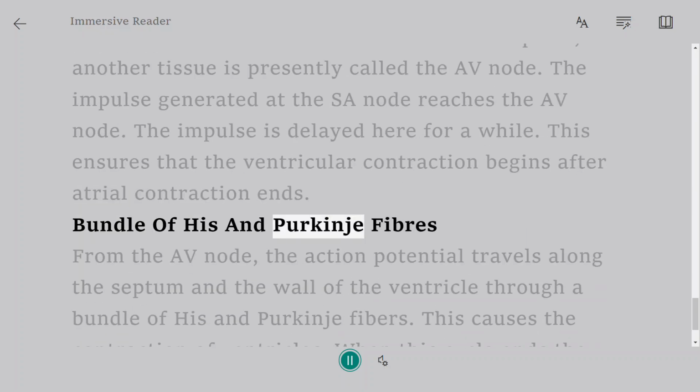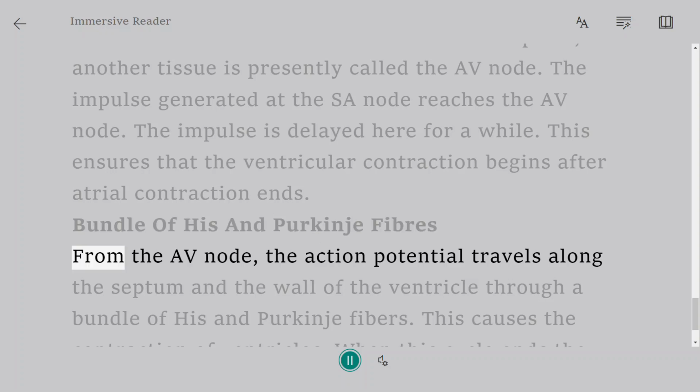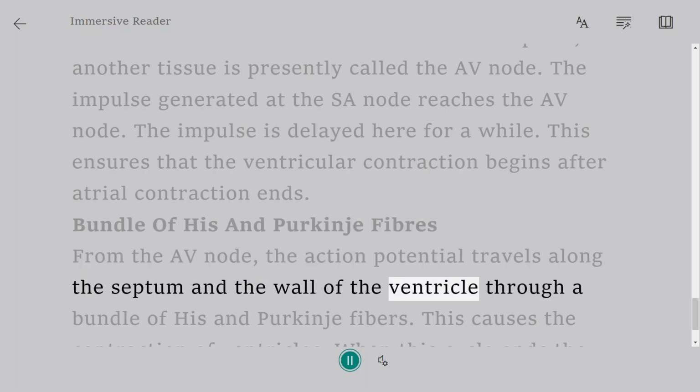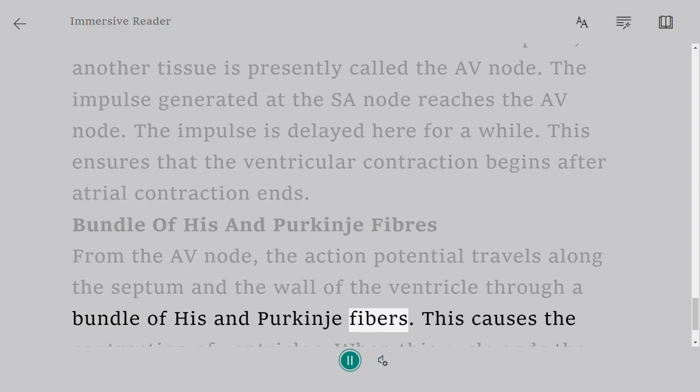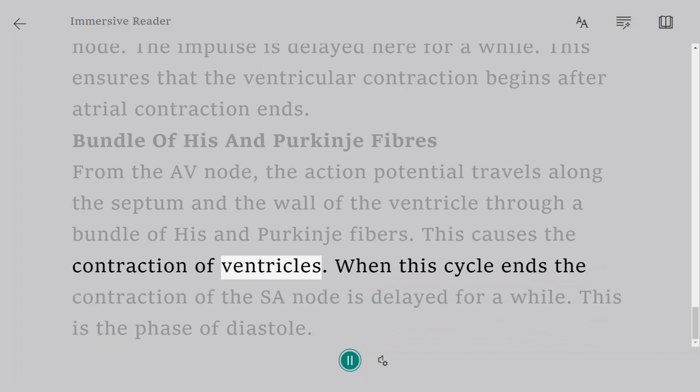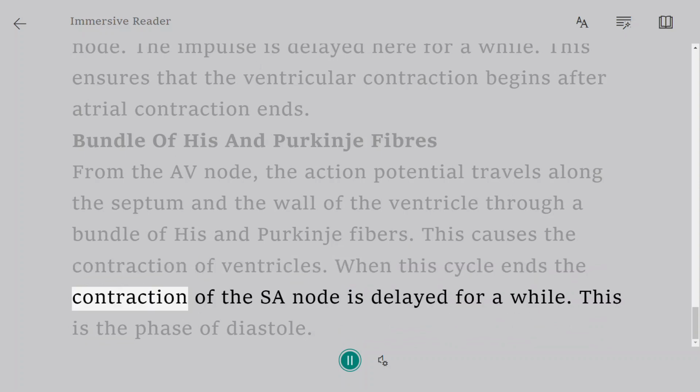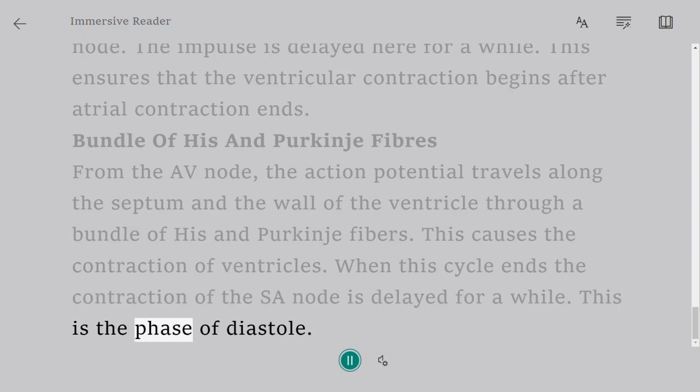Bundle of His and Purkinje fibers. From the AV node, the action potential travels along the septum and the wall of the ventricle through the bundle of His and Purkinje fibers. This causes the contraction of the ventricles. When this cycle ends, the contraction of the SA node is delayed for a while. This is the phase of diastole.